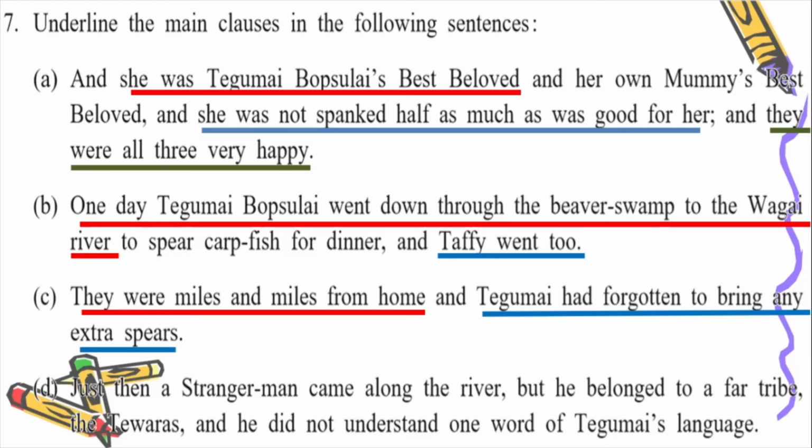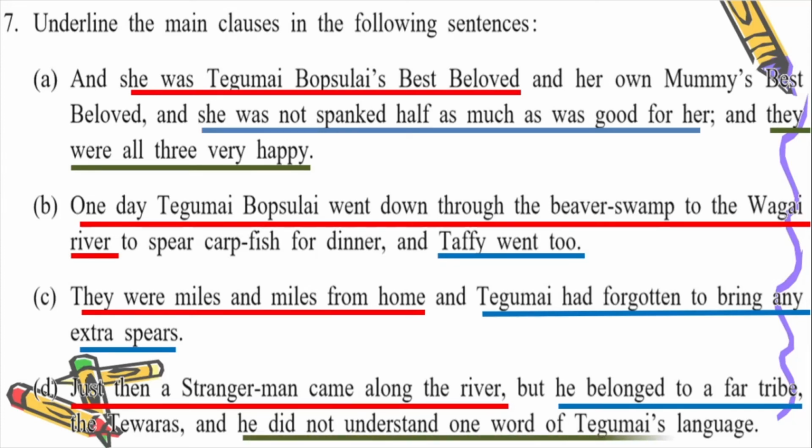Coming to the last sentence here. Just then a stranger man came along the river, but he belonged to a far tribe, the Tevaras, and he did not understand one word of Tegumai's language. So you have the first one, just then a stranger man came along the river. Second main clause, he belonged to a far tribe. Third main clause, he did not understand one word of Tegumai's language.